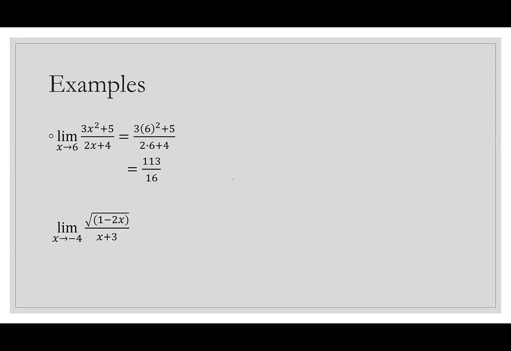The last one, I have the limit as x goes to negative 4 of the square root of 1 minus 2x over x plus 3. Once again, I plug in the negative 4. I put parentheses around the 2 times negative 4 just to emphasize my negatives here. I have this negative, which really I'm thinking like switches to a positive. So I have 1 plus 2 times 4. So 1 plus 8 is 9. So I'm going to have the square root of 9 on the top. And then negative 4 plus 3 is negative 1. So my answer is negative 3.